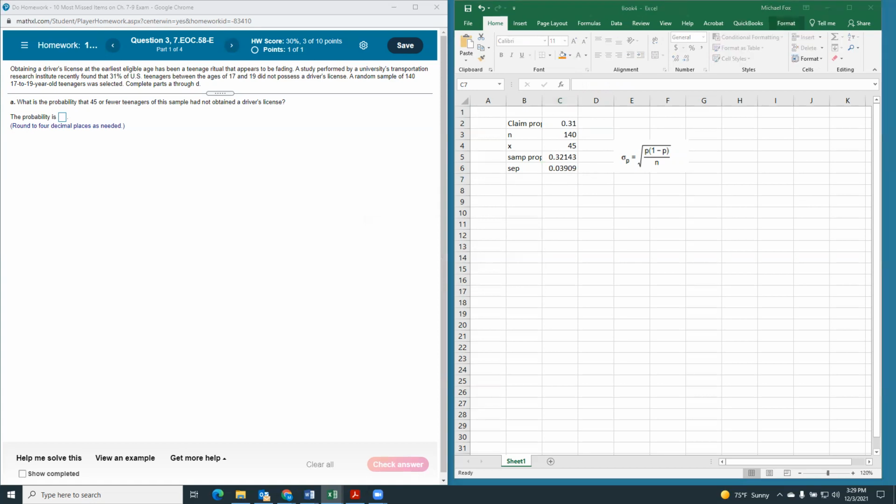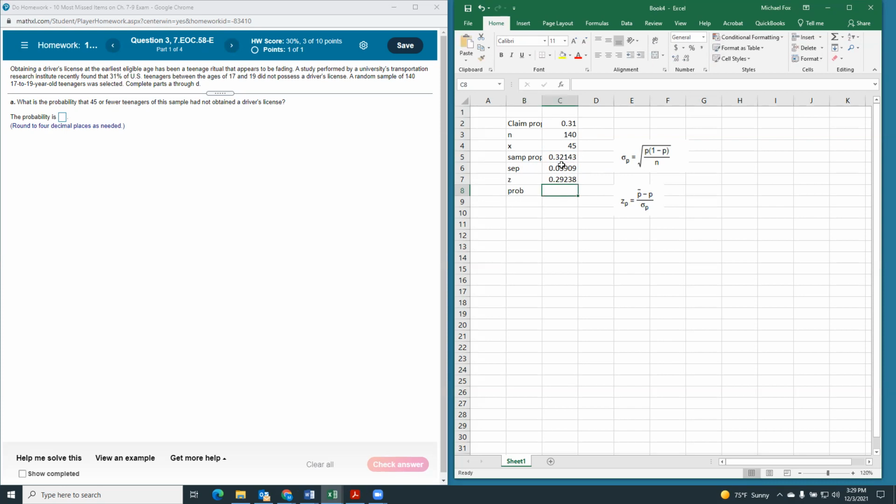And then to find a z-score, we'll need this formula. That's going to be our sample proportion, P bar, minus our claimed proportion, divided by the standard error of the proportion. Once we know a z-score, we can find the probability.